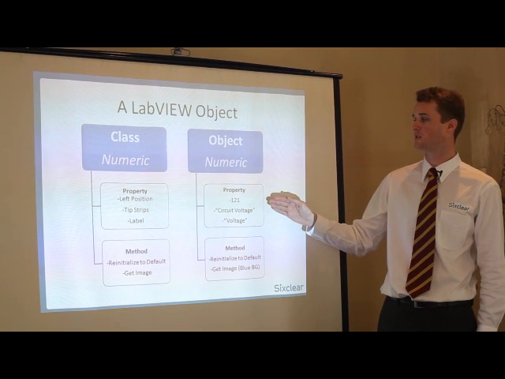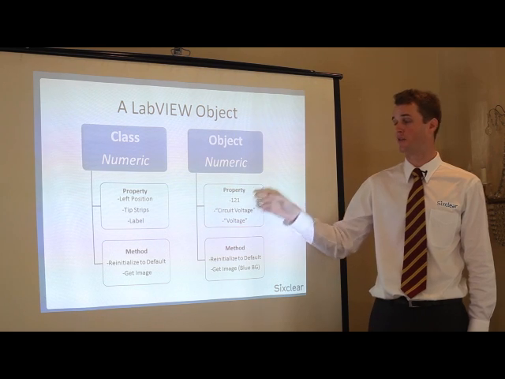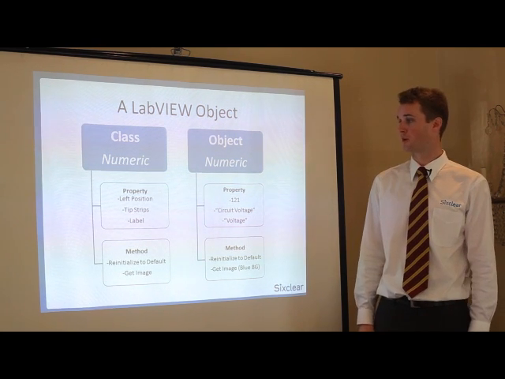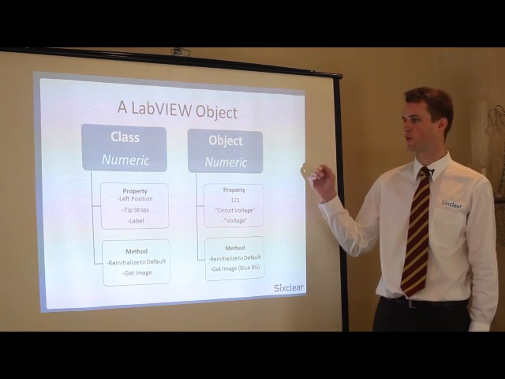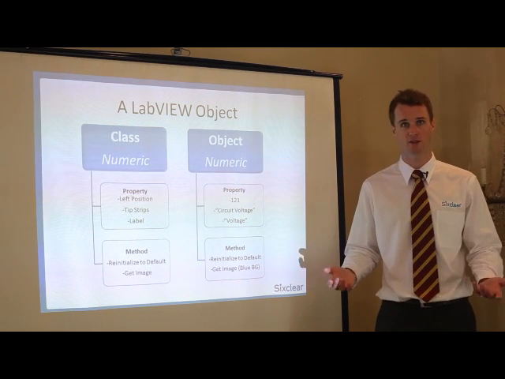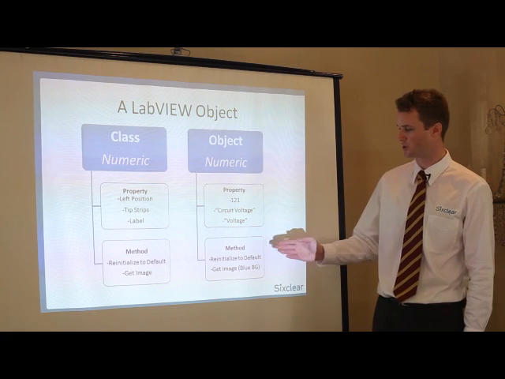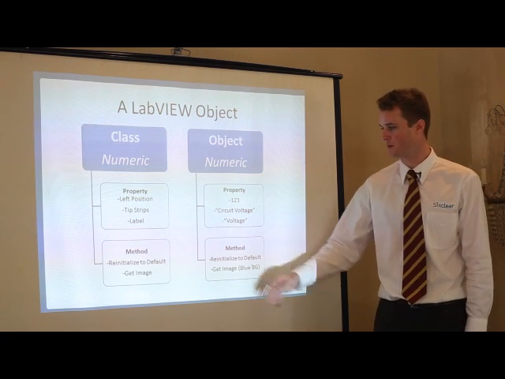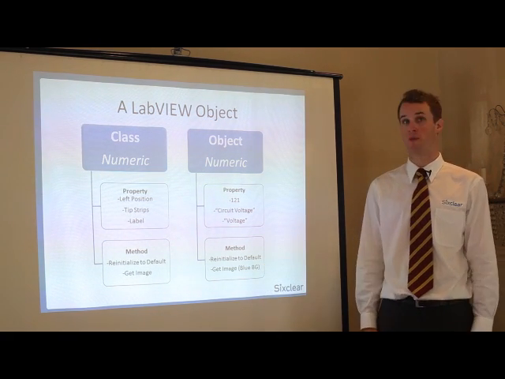Perhaps it has the left position of 121 pixels. Perhaps it has the tip strip value of circuit voltage and a label of voltage. And now we can do things to that numeric, like reinitialize it to default, or get the image, and maybe with a blue background.